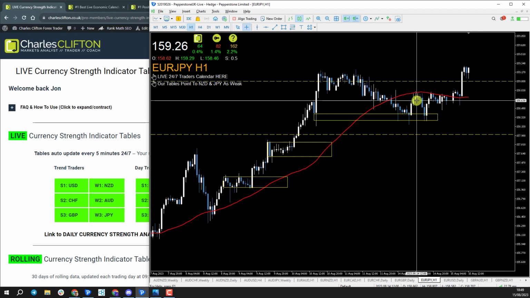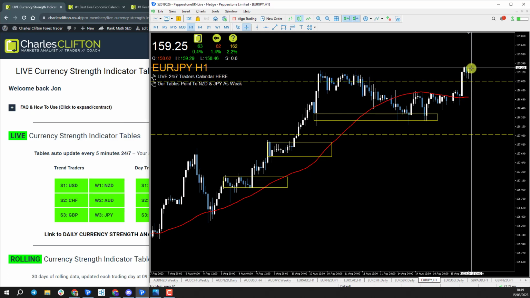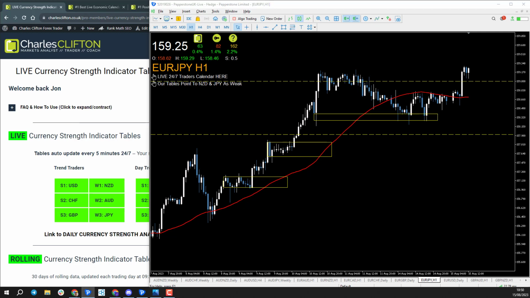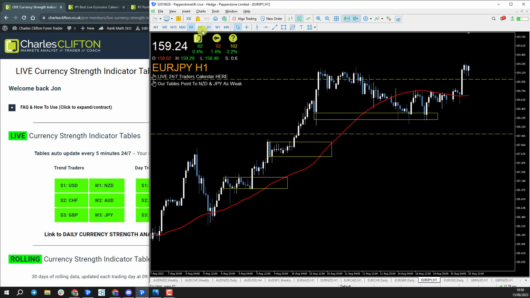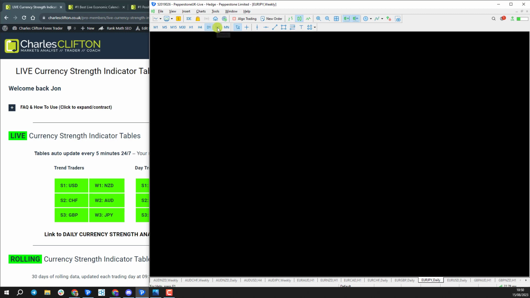We're Euro Yen long just above this candlestick here at 158.63. We are around about 62 pips up on this market move at the moment. Let me just have a little look at that above me. Yeah, around about 60 pips up at the moment on this one, expecting some further upside on Euro Yen.